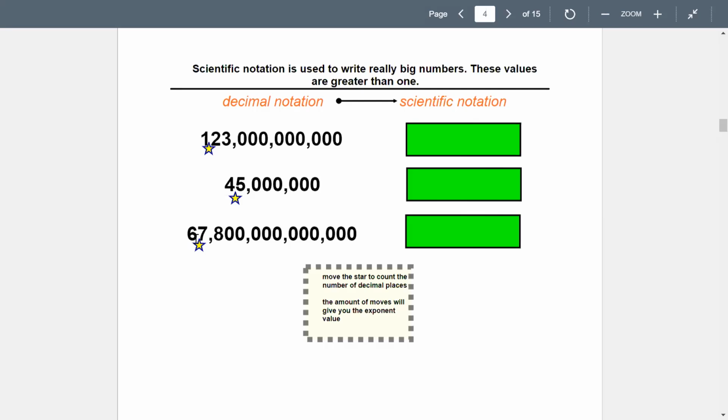All righty. Now we're going to count to see how many times I'm going to have to jump to get this number from 6.78 to 67 trillion. So we're going to go 1, 2, 3, 4, 5, 6, 7, 8, 9, 10, 11, 12, 13 jumps. This will be 6.78 times 10 to the 13th.